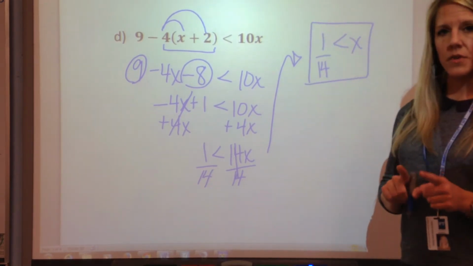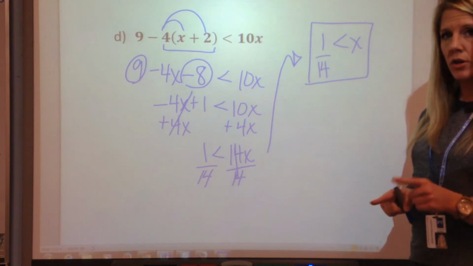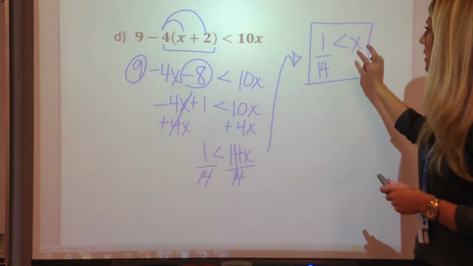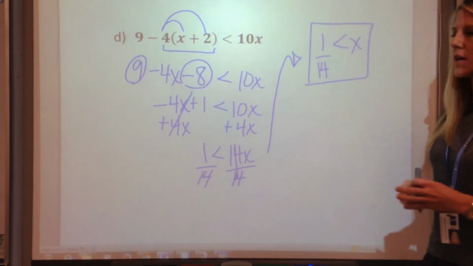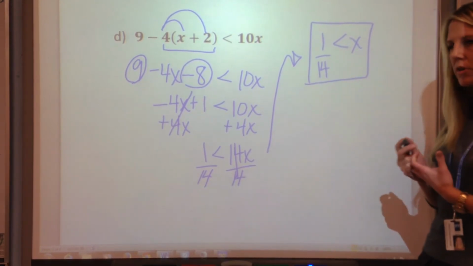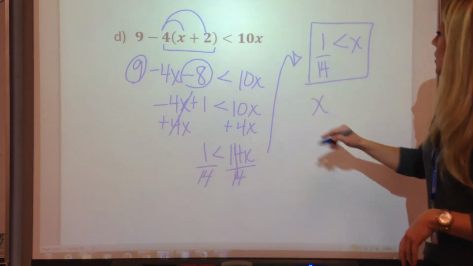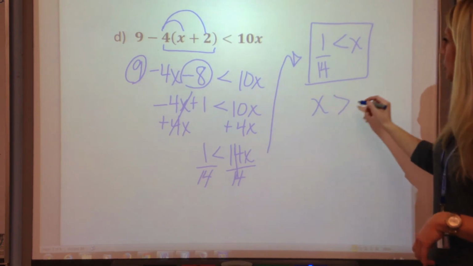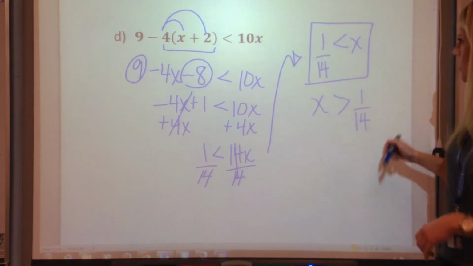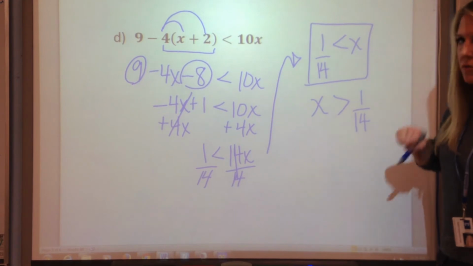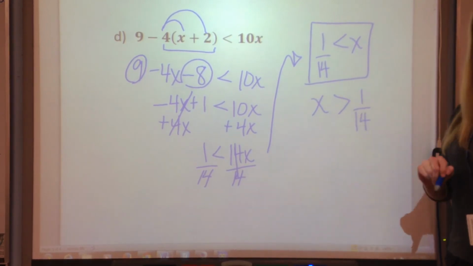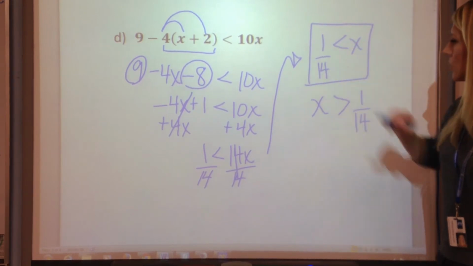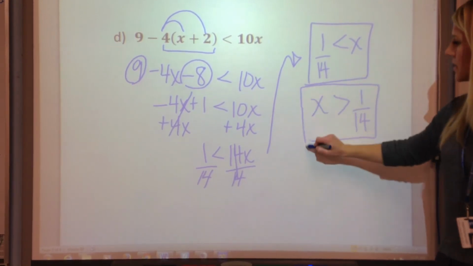If you like it such that the variable is on the left side, make sure with an inequality you have the inequality sign facing the correct direction. If you say, hey, I'm going to put my variable on the left side, and I do, x is going to be greater than 1/14. Make sure everything is still facing the correct direction. So see how it's pointed at 1/14? It's still pointed at 1/14. So yes, 1/14 is less than x, but x is greater than 1/14. So these are equivalent. These mean the same thing.